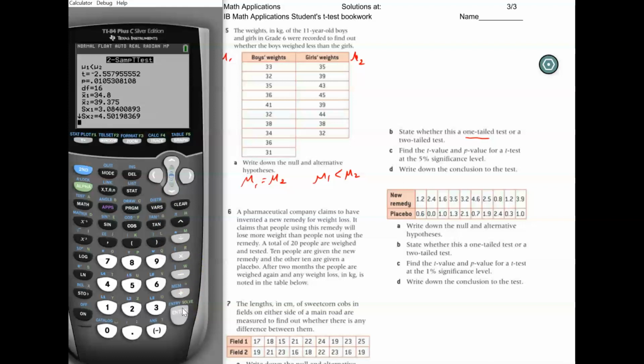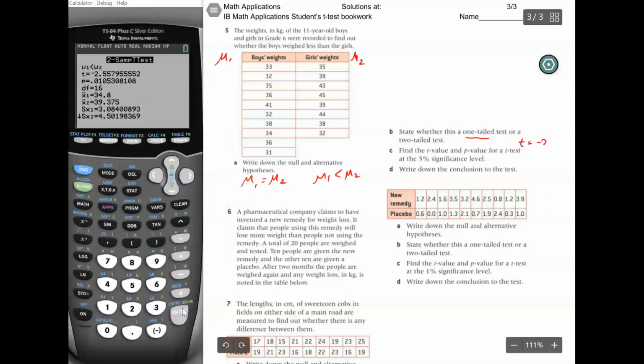And our t-value is negative 2.56, and our p-value is equal to 0.0105. If we compare that to a 5% significance level, 0.0105 is less than 0.05. So that means we reject the null hypothesis, which means that mu1 is less than mu2. Okay, so the boys do weigh less than the girls.